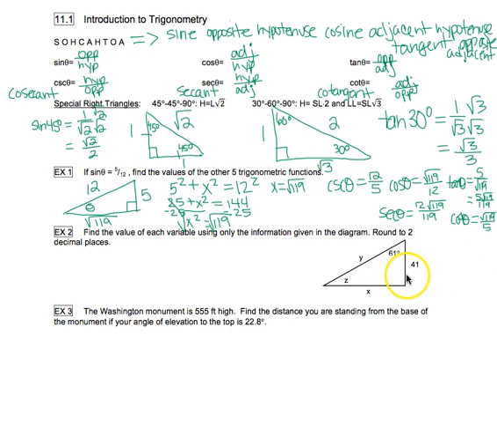All right, example 2 here. I should have drawn a right angle in this one. Find the value of each variable using only the information in the diagram. So that means that I'm not going to use x to find y or x to find z. I'm going to use only what I see in the diagram. So these are going to be solving equations using our trig.